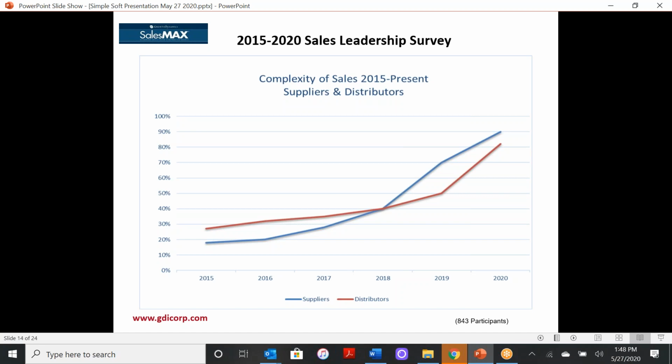We saw in 2017 and 18 a lot of customers starting to buy differently, buying via the web versus buying directly through a sales professional, buying online. All these things were starting to really maximize. And as you see, as 2019 and 20 hit, the complexity of selling, the complexity of the role of sales increased exponentially for both.